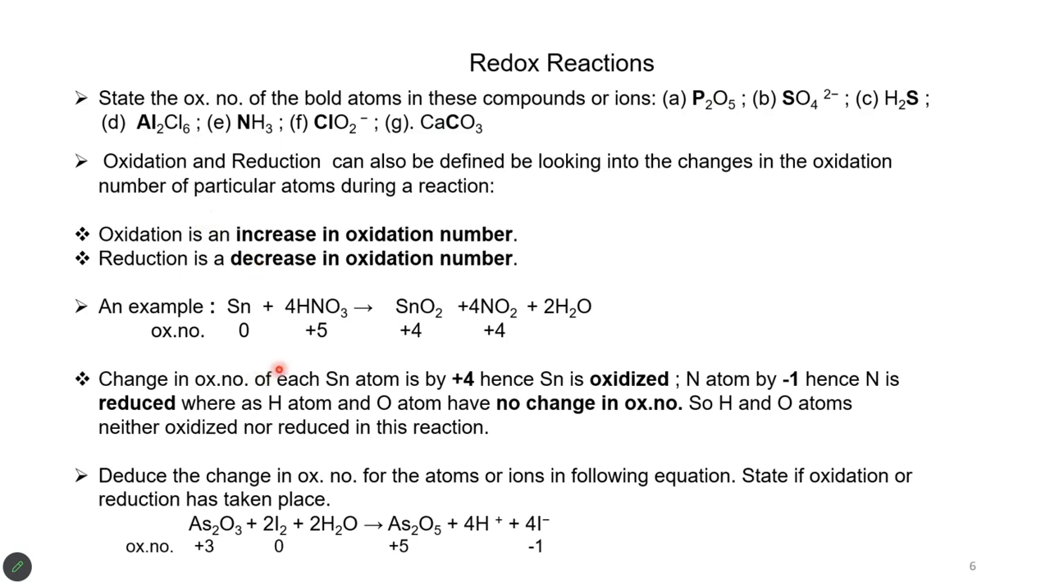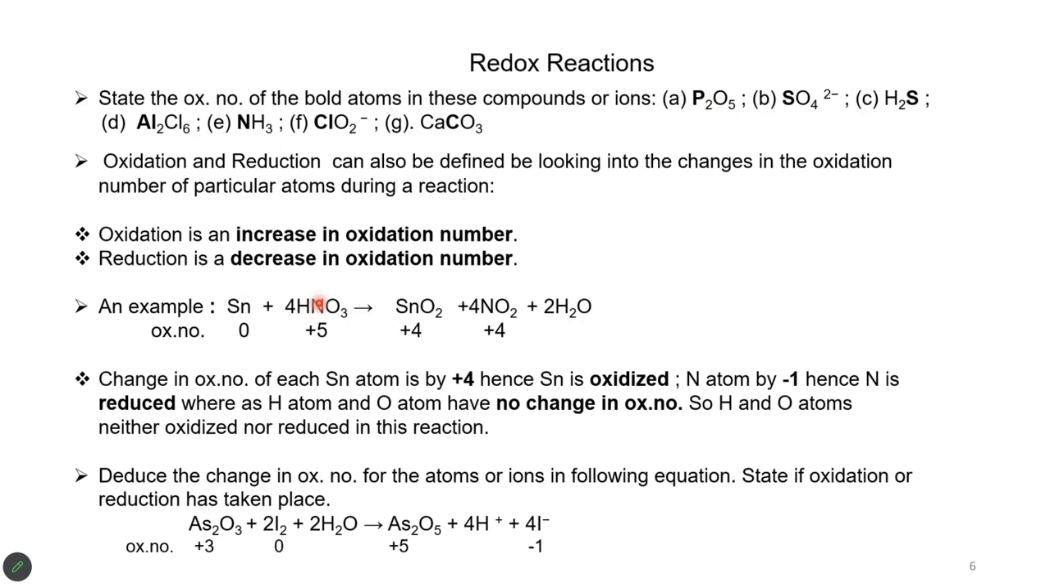So if we take a reaction, let's say tin and nitric acid, we get the products tin oxide, nitrogen oxide, and water. We can look at the change in oxidation number. Tin is a metal, so its oxidation number is 0. When it reacts with nitric acid, the oxidation number of tin becomes +4. So tin is oxidized here. The change in oxidation number is +4, therefore tin is oxidized.